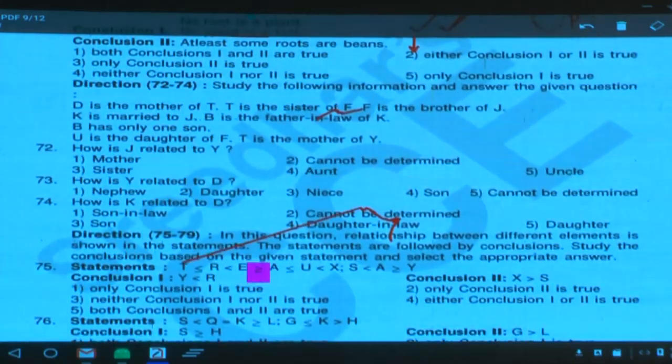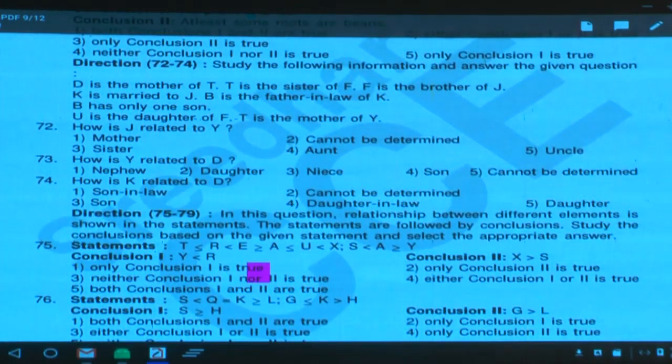As both the conclusions are true, tell me what is your answer here? Both 1 and 2. That is given in choice 1. It is choice 1. Done with this? Now, this is about question number 71. Then 72 onwards.